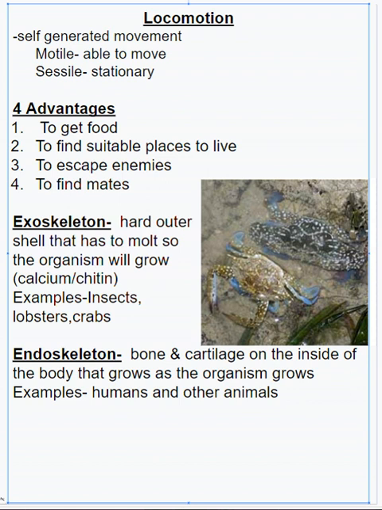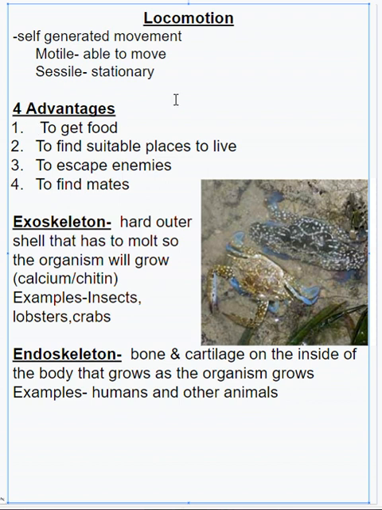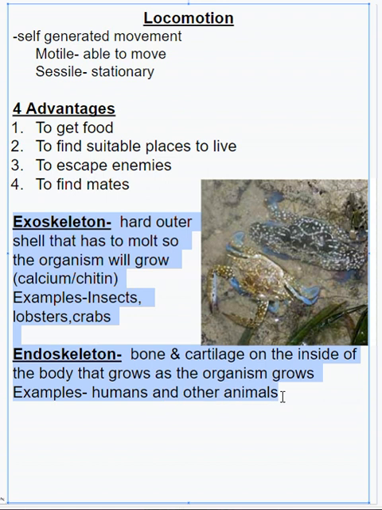There are some that will secure themselves to rocks, like limpets, and they don't go far. So there are some advantages to being motile. You can get your food, you can find a place to live, you can escape an enemy, you can go find a mate. All those reasons are good reasons to be motile. There are disadvantages, though, like the fact that it requires more energy, so there are greater demands for obtaining food.